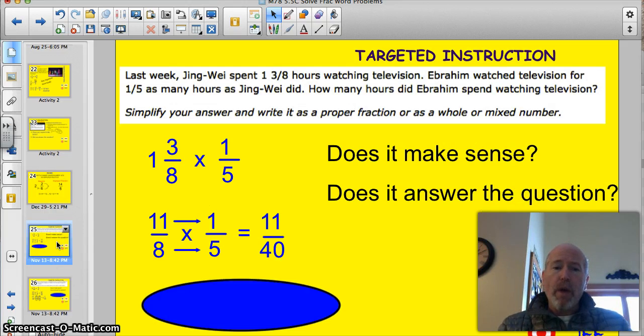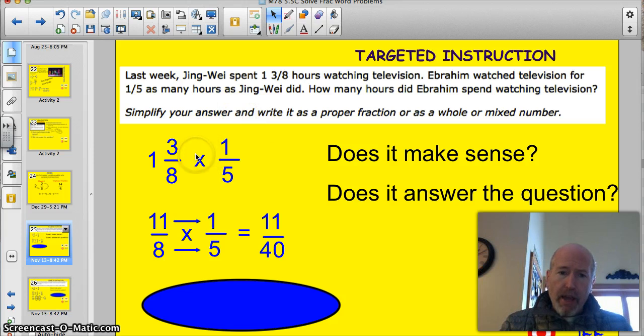Last week, Jing Wei spent 1 3/8 hours watching television. Ibrahim watched television for 1/5 as many hours as Jing Wei did. How many hours did Ibrahim spend watching television? Make sure to simplify your answer and write as a proper fraction. All right, let's get down to the basics here. What do we know? We know that Jing Wei watched 1 3/8 of an hour, and Ibrahim watched 1/5 as many hours. So we're going to multiply 1 3/8 times 1/5.